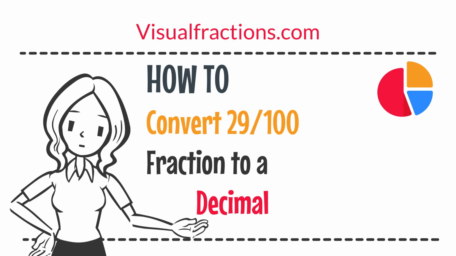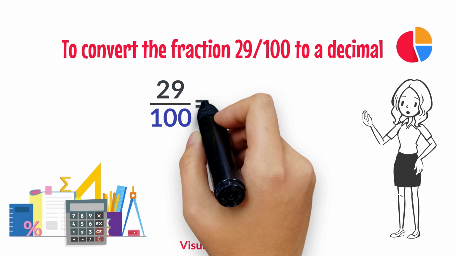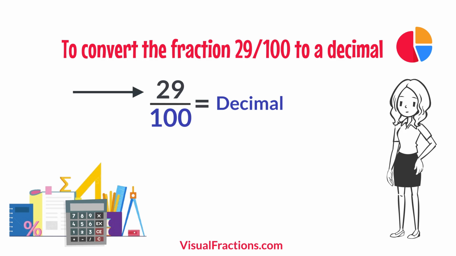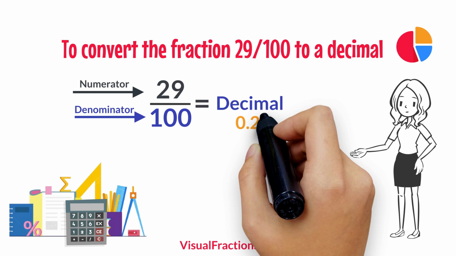Today, we're going to explore how to convert the fraction 29/100ths to a decimal. To convert the fraction 29/100ths to a decimal, all we need to do is divide the numerator, the top number, by the denominator, the bottom number. So, we simply divide 29 by 100. The answer we get is 0.29.